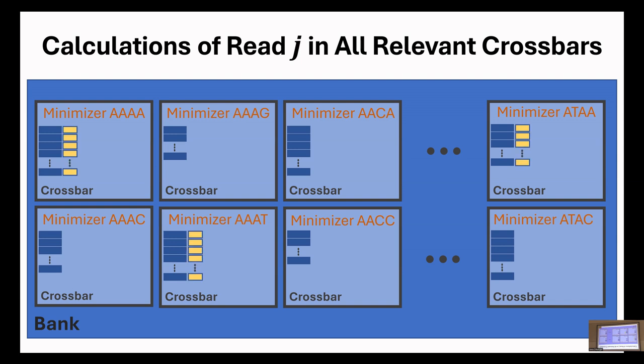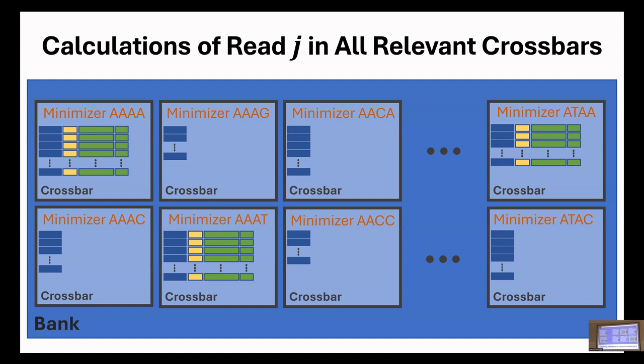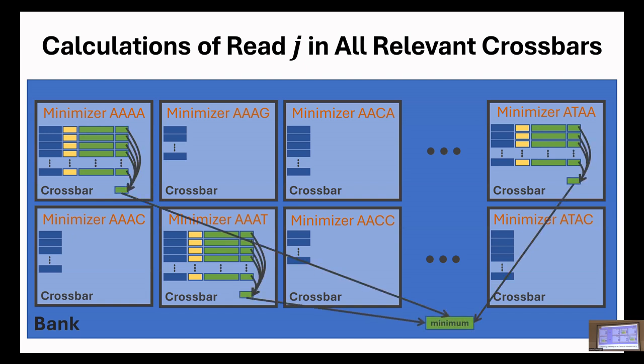Afterwards, when we get the read J, I just wanted to show that it's not calculated only in one crossbar. Before I showed you just one crossbar, but for the same read, it's calculated in different crossbars with different minimizers. And then at the end, after we finish all the calculations, we need to take all of them and find which is the minimum of them. And that's the RISC-V.